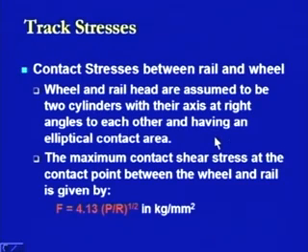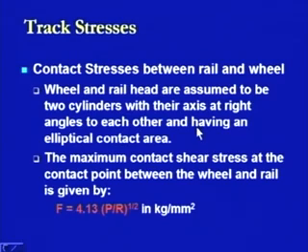Another condition which creates stresses is the contact between the wheel and the rail. Both are steel sections, and because of this contact, some amount of stress is going to develop. When computing these stresses, certain assumptions are made. The wheel and the rail head are assumed to be two cylinders with their axes at right angles to each other and having an elliptical contact area. So, we have an elliptical contact area through which the total force or stress is transferred from the wheel to the rail section.